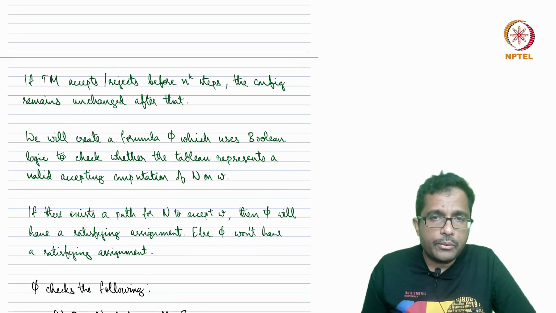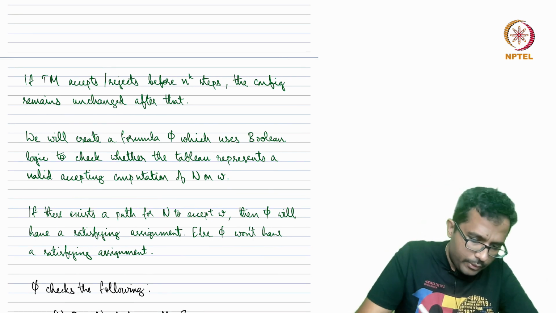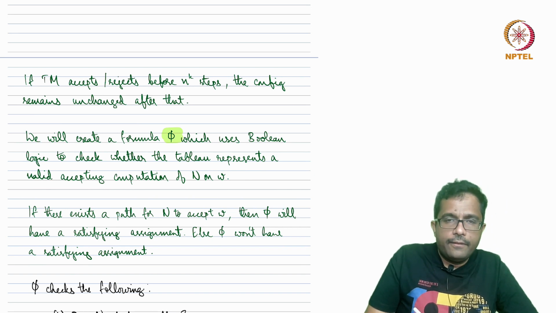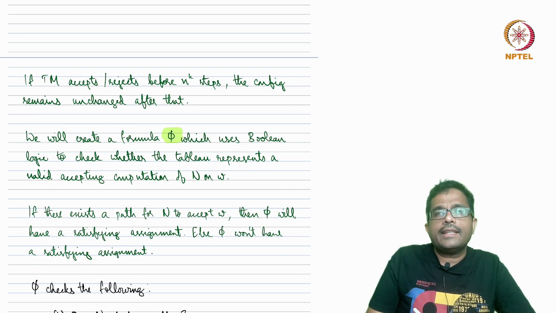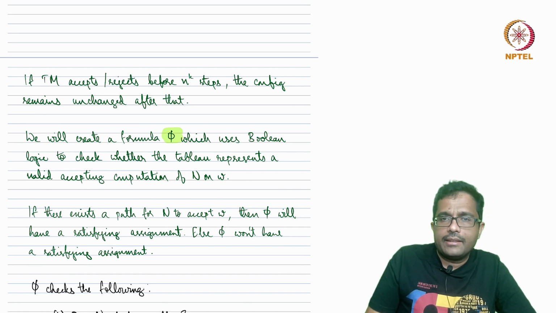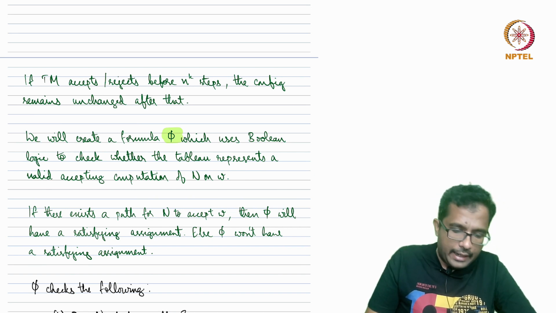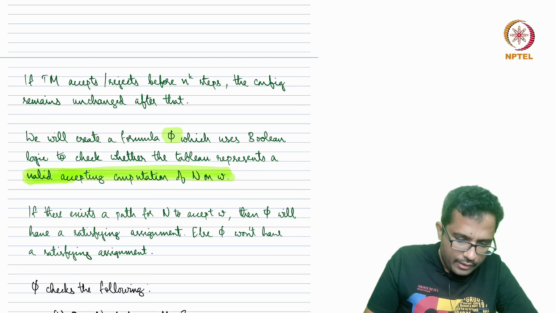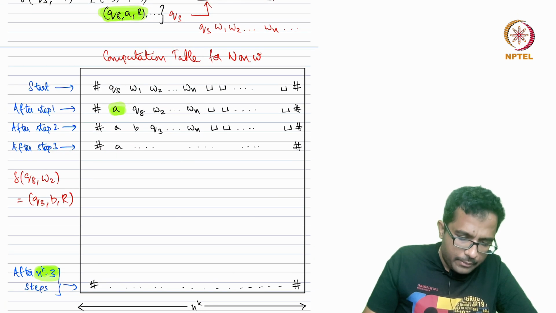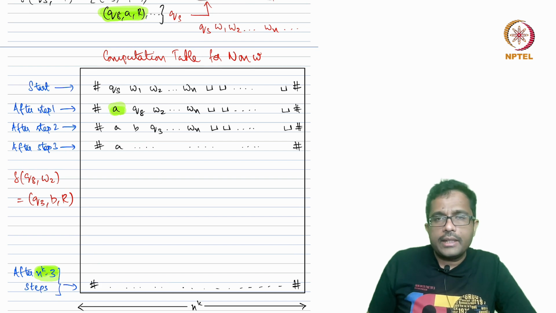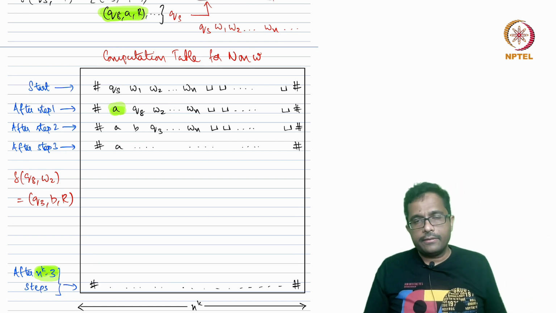And the formula that we want to create, we'll call it phi. It will check whether there is a valid sequence of computations that leads to accepting for the Turing machine N on W. Basically, whatever I just said, if N accepts W, there is a valid sequence of computations, and the formula is asking, is there a valid sequence of computations?